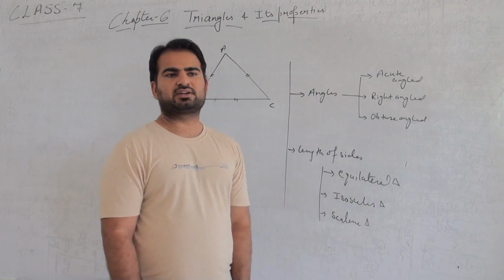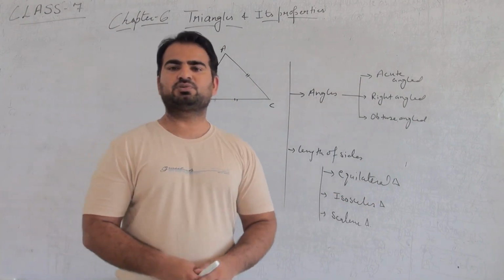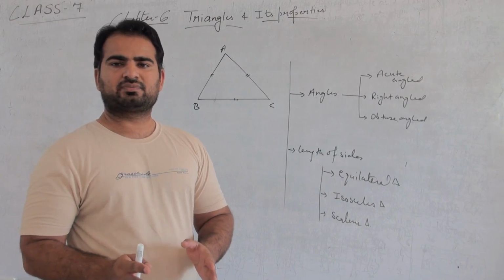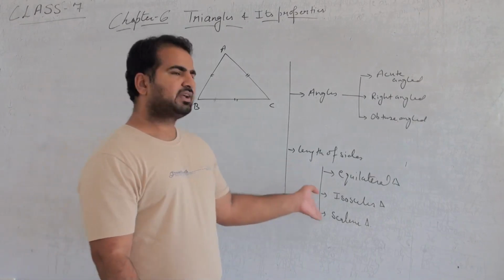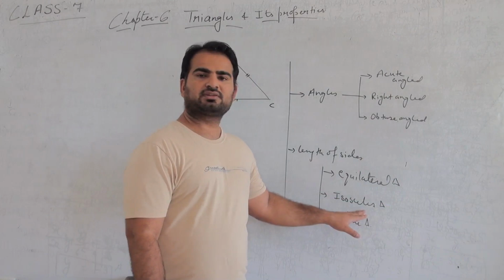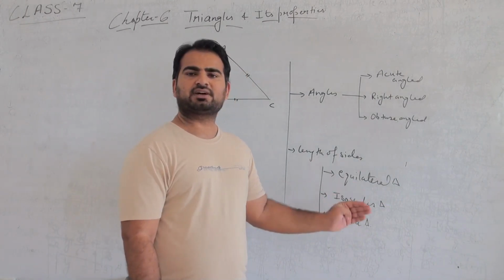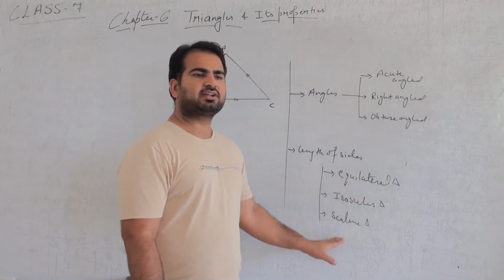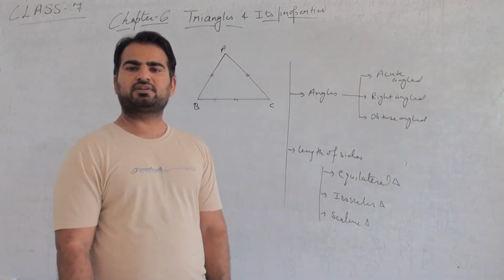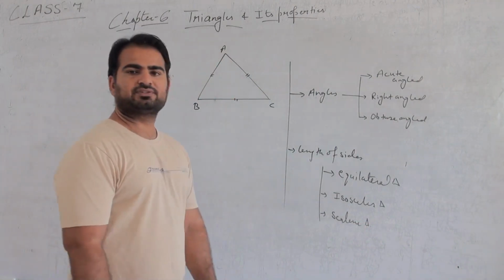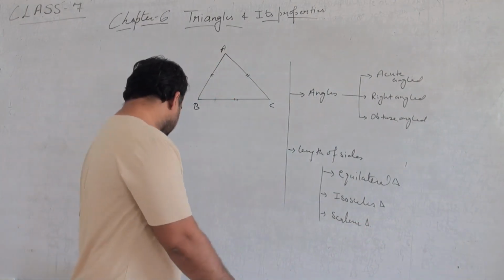Next, isosceles triangle. In an isosceles triangle, two sides are equal and the third side is bigger or smaller than the given sides. Two sides are equal and the third side is unequal. And in a scalene triangle, all the sides are of different lengths. So these are the six types of triangles which you will study.